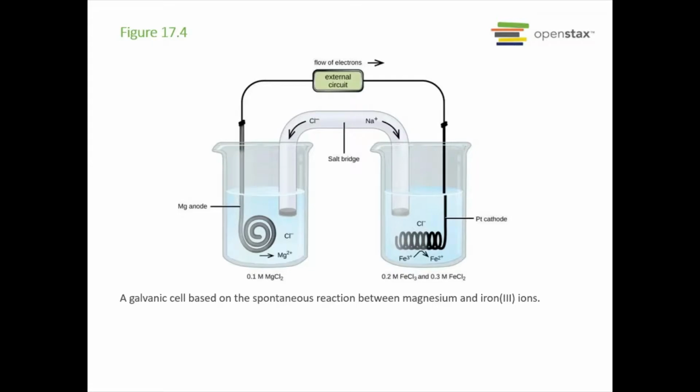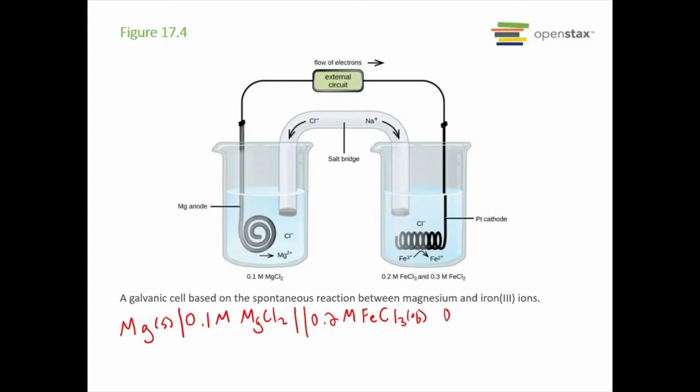If we wanted to write the cell notation for this, we have Mg solid, and it goes 0.1 molar MgCl2. So there's our first side. And then the right side, we have 0.2 molar iron 3 chloride. That's being reduced.